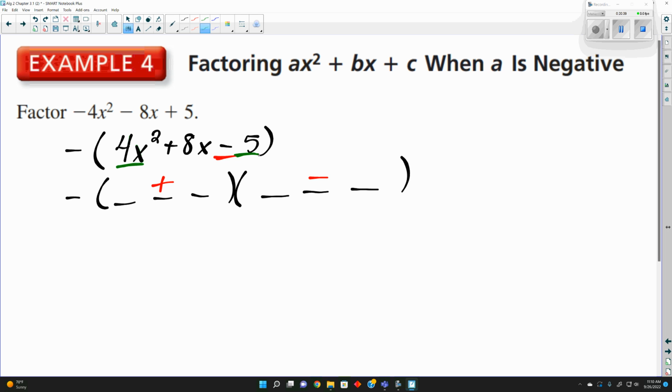Let's focus in here. So our next step is to find the factors of the first and third term. So we want to find the factors of 4x squared. Well, the factors of x squared are x and x. Now the factors of 4 are 1 and 4, or 2 and 2. Which one do we want to try first? 1 and 4 or 2 and 2? 2 and 2.